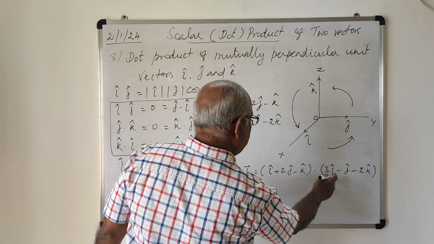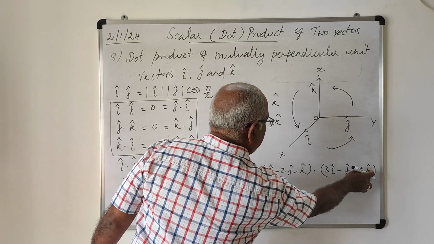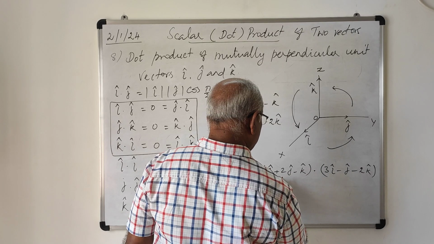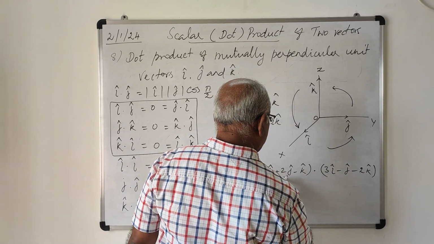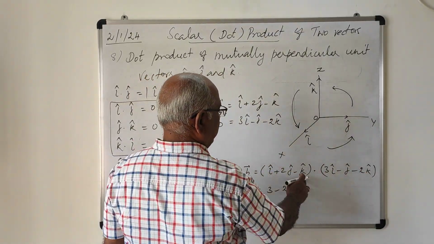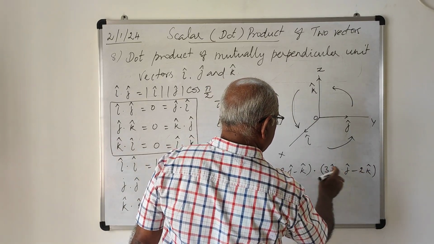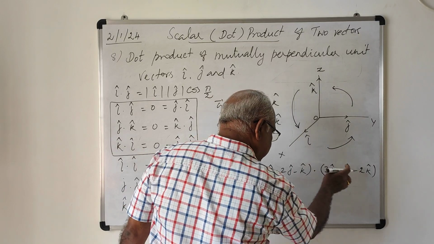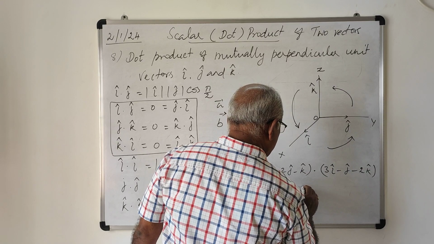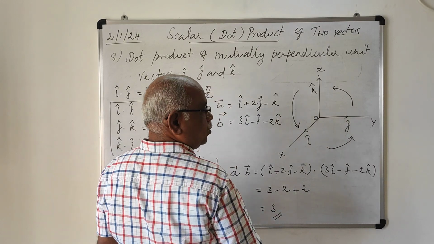So you know I dot I is 1, therefore 1 into 3 is 3. I dot J is 0, I dot K is 0. You need not write them. Similarly, J dot I is 0. J dot J is 1, therefore plus 2 into minus 1, minus 2 only. J dot K is 0. Similarly, K dot I is 0, and you only get K dot K, because K dot K is 1. Minus into minus is plus, and then K dot K is 1, 1 into 2 is 2. So the answer is 3, since minus 2 plus 2 cancels out.